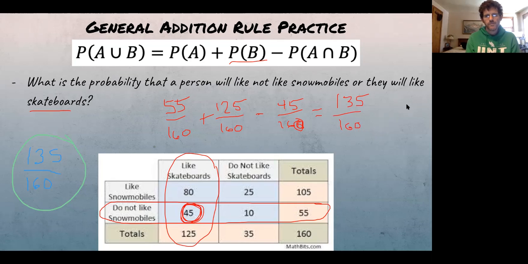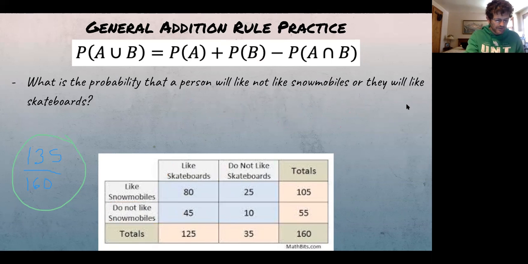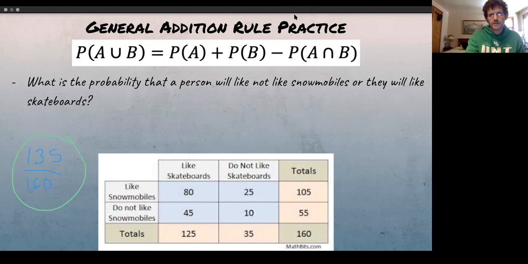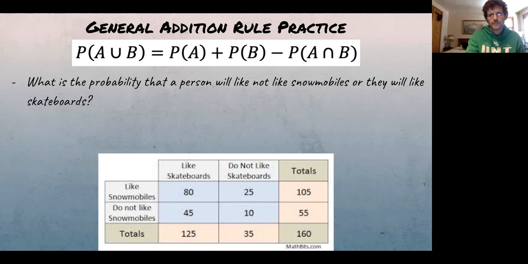Okay. So that's kind of your general addition rule introduction. And we'll talk about how other things come into play with conditional probability later on, especially with the general multiplication rule.